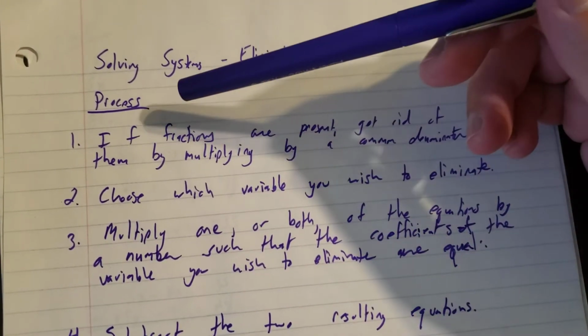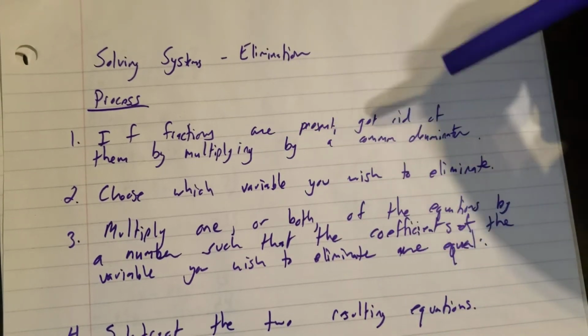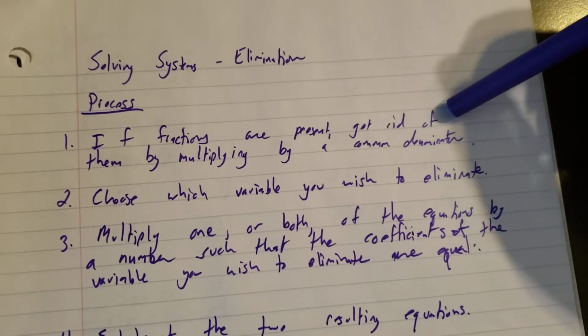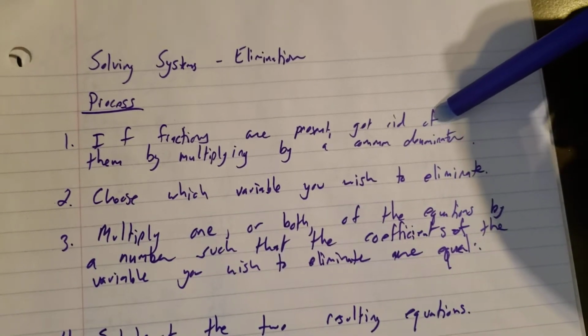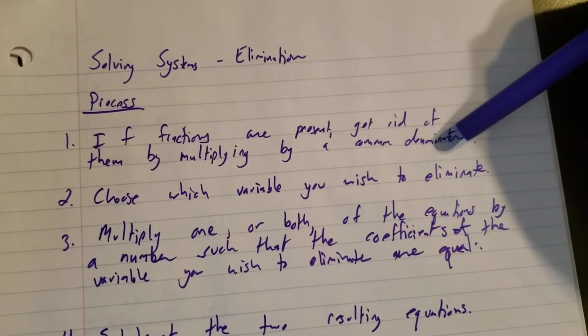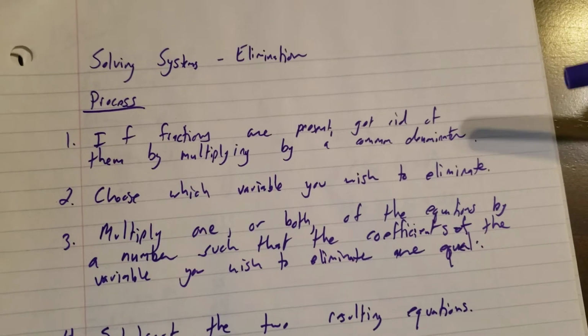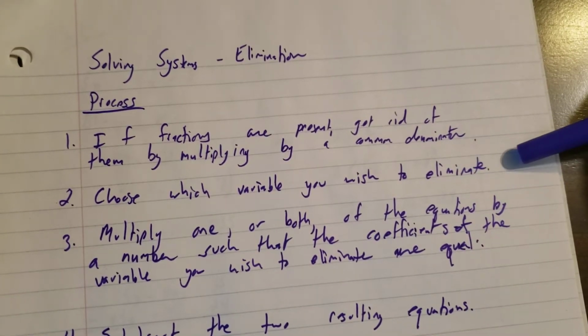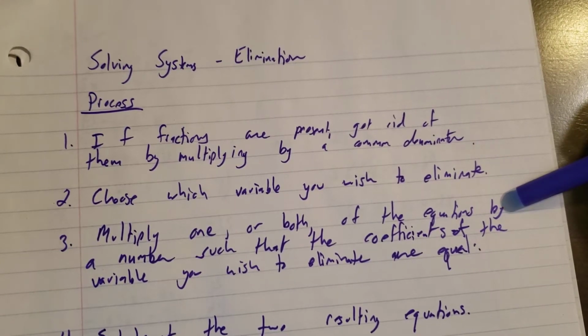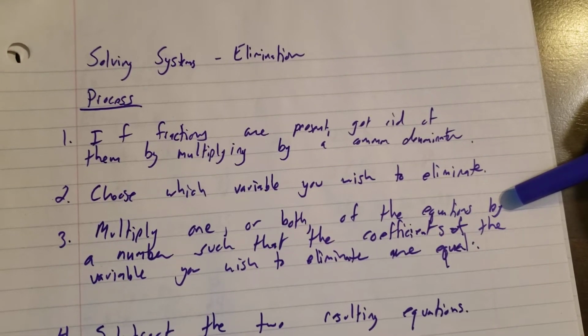So the first step is, if you have fractions present in the system of equations, get rid of them first, just like we did with the last example with the substitution method. You can get rid of your fractions by multiplying the equation by a common denominator. Second step is to choose which variable you wish to eliminate, x or y, and then multiply one or both of the equations by a number so that the coefficients of the variable you want to get rid of are equal.